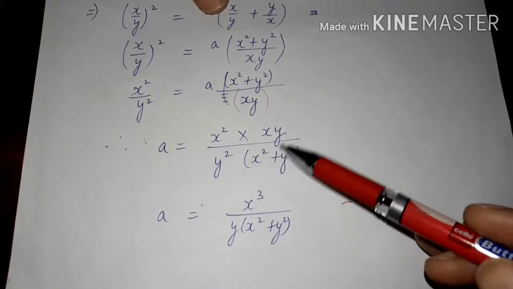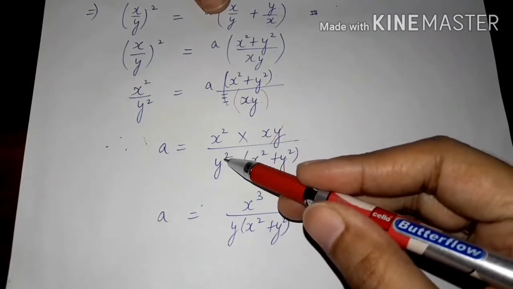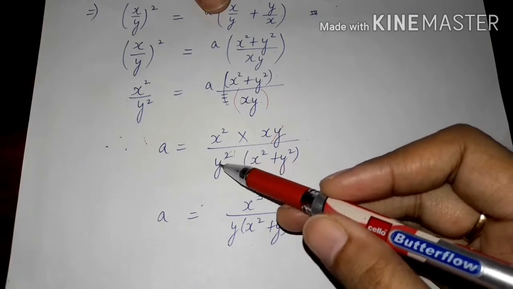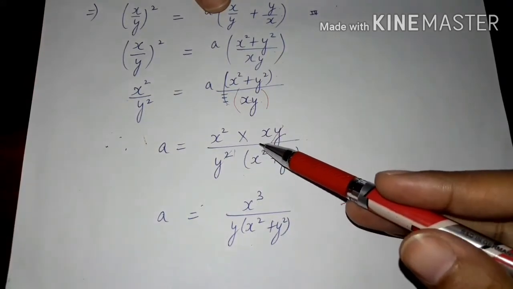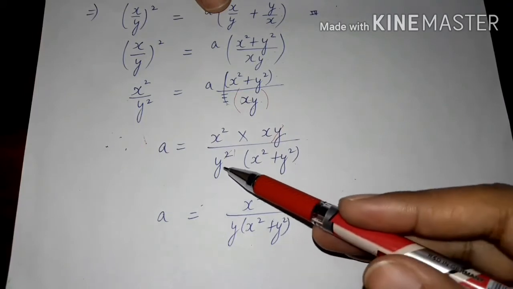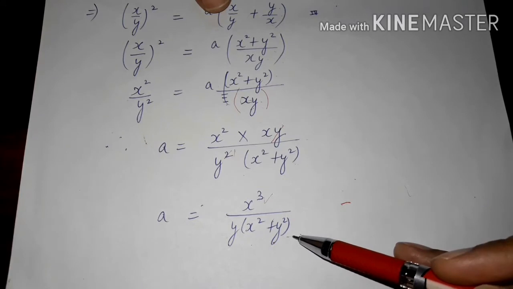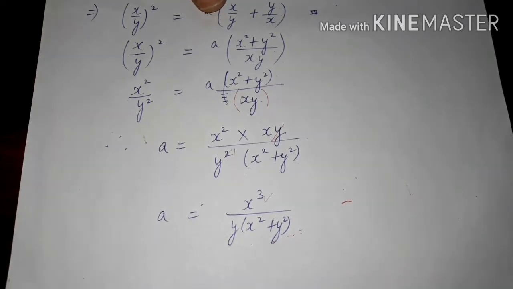Can you cancel anything? This y can be cancelled with 1 y of here, so it will become 1, that means just y. So a will be x square into x, that is x cube, y upon x square plus y square. This is the value of the third proportional.